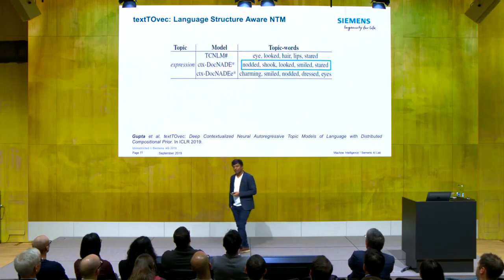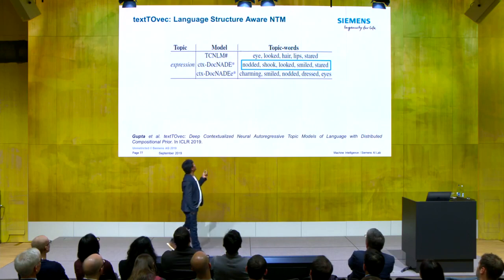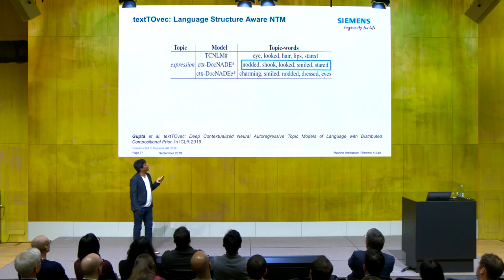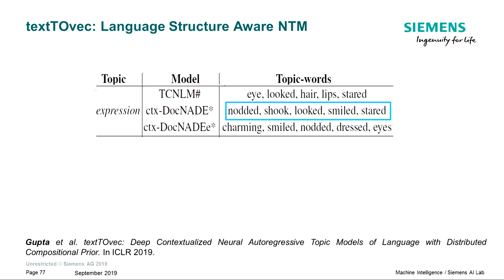If you see the topic here, it is about expression: nodded, shout, looked, smiled, stared. All the topic words are coherent, but they also share a syntactic property, which is past participle. So you see the topic words are also coherent in terms of linguistic structure. So that was a contribution.